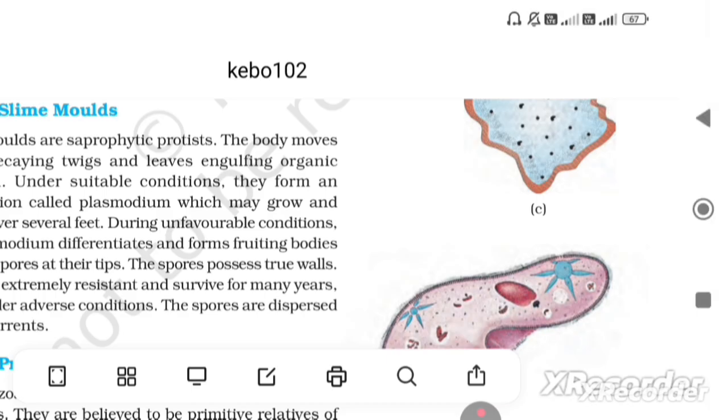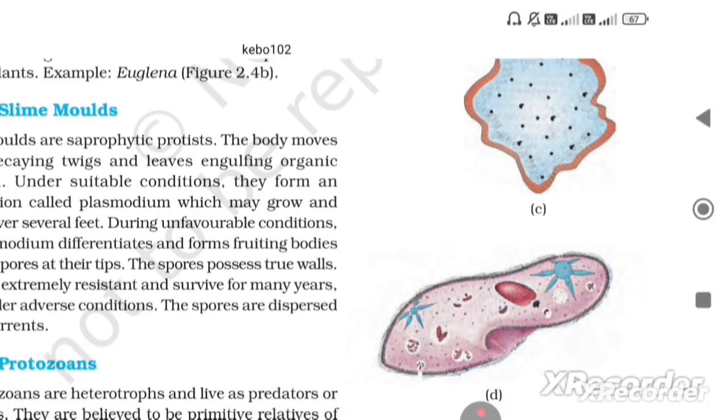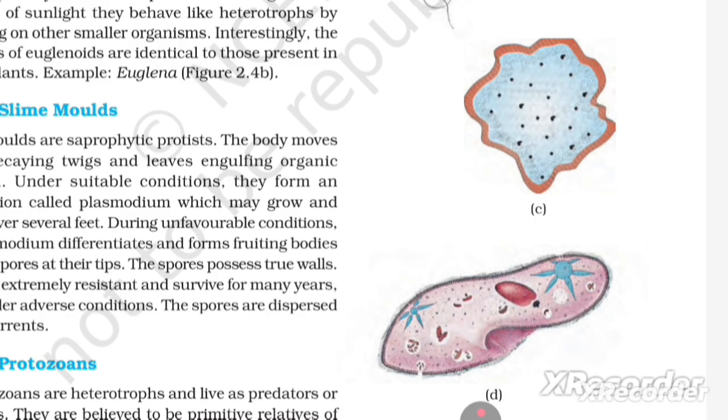During unfavorable conditions, the plasmodium differentiates and forms fruiting bodies bearing spores at their tips. The spores possess true walls. They are extremely resistant and survive for many years. Even under adverse conditions, the spores are dispersed by air currents.